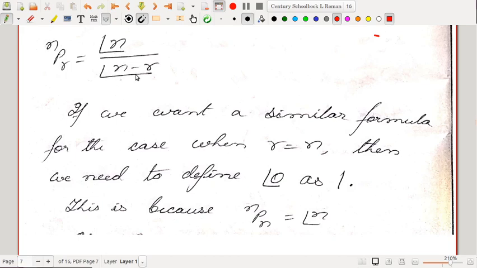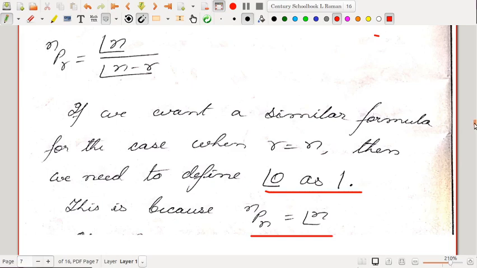So we don't have any concept of factorial 0, because factorial of a number is the product of numbers from 1 up to n, right? So by definition of factorial, it's defined only for a positive integer. So we need to work out something here so that our notation is very convenient. If we want a similar formula for the case when r equals n, then we need to define factorial 0 as 1. This is because nPn is 1, already we have seen. The number of permutations of n distinct objects is factorial n.